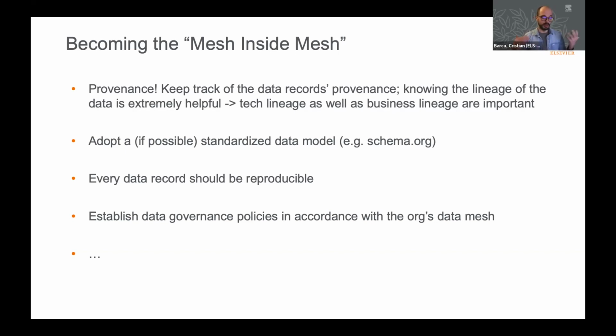And there are many others, but this was the least I could think of: every data record should be reproducible. If you have something at the end of this pipeline, and you rerun the same pipeline on the same data provided, with no other updates, you should obtain the same record, the same output. And of course, although there could be some data governance policies, it also helps at the higher level. It's also helpful for every single domain to establish its own data governance policies in accordance with the organizational data mission.